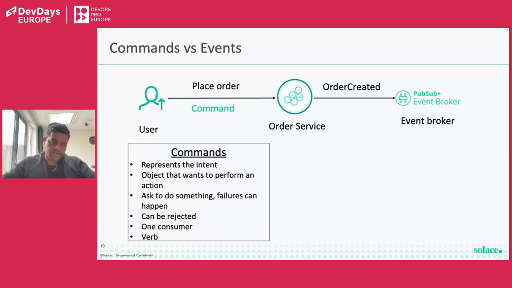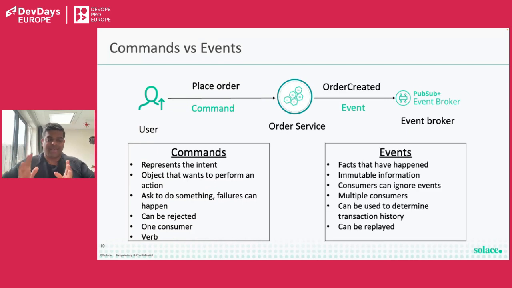Now, coming back to the flow before, we have the order service, which publishes an event to an event broker, and that event is called order created. This is an event. And what is an event then? How does it differ from a command? An event is something that has happened. It's in the past, right? So you place an order, end of the story.